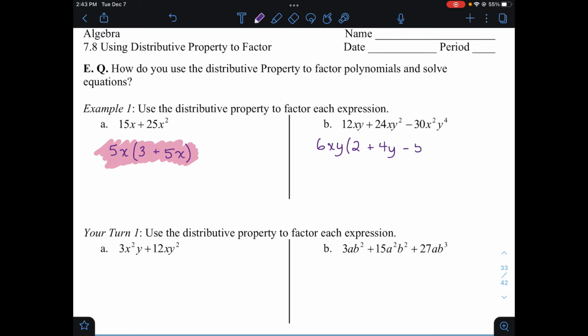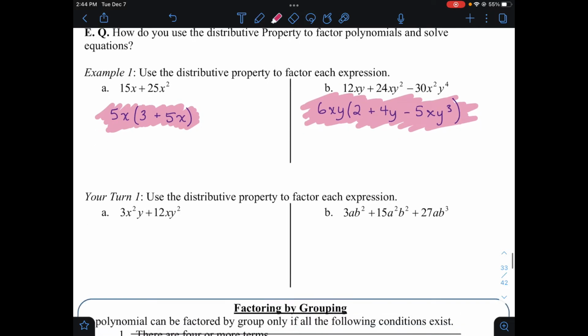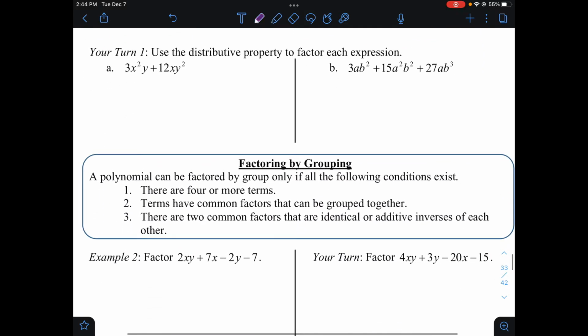Minus 30 divided by 6 is 5. I had x squared, I pulled one out, so I have x. There was y to the 4th, I pulled one out, so I have y cubed. All right, 2, 4, and 5, they have no other common factors other than 1. And I have no other variables I can factor out. So there you go. All right, pause the video, try the your turn, and then come back and check your answers.